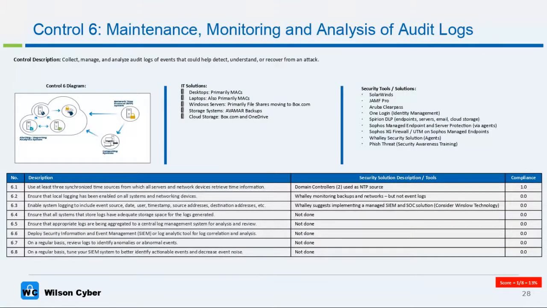Control number 6, maintenance, monitoring, and analysis of audit logs. The description is to collect, manage, and analyze audit logs of events that can help detect, understand, and recover from an attack. Here we have 8 subcontrols: 3 synchronized time sources, local logging has been enabled, logging to include event source, date, user, timestamp. Ensure all systems that store logs have adequate storage. Ensure the appropriate logs are being aggregated to a central log management system. Deploy a SIEM or log analytic tool. On a regular basis, review the logs, and on a regular basis, tune the SIEM.